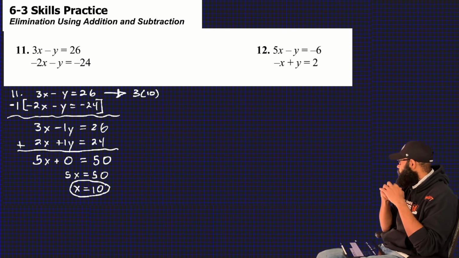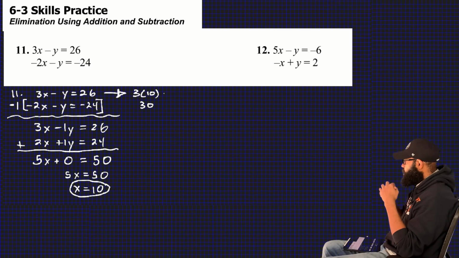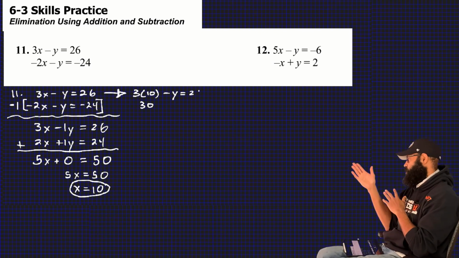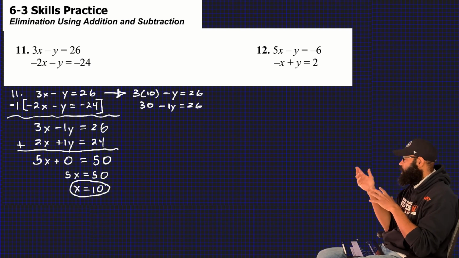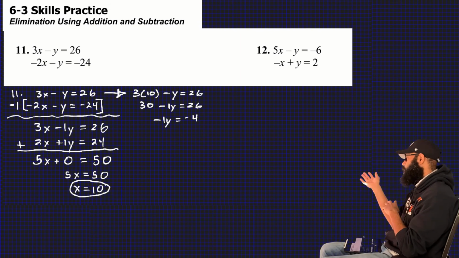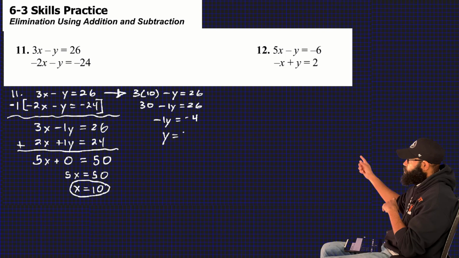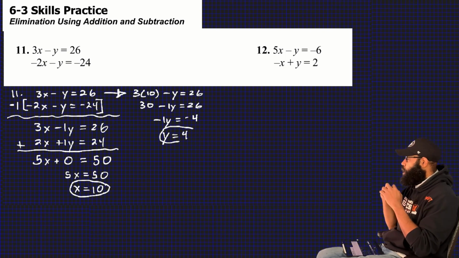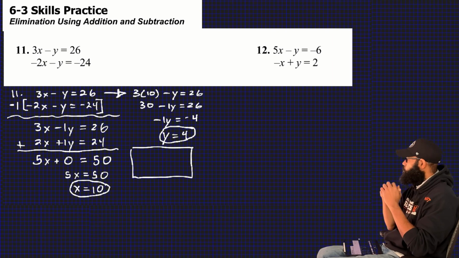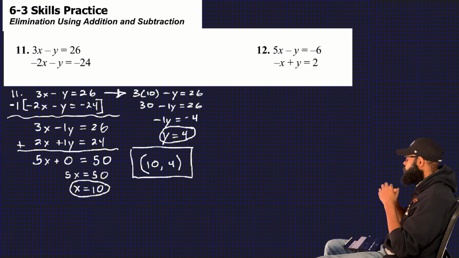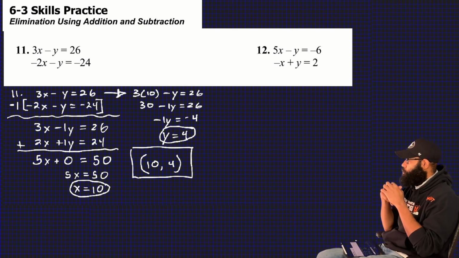And if x is 10, then I can tell you what y is. 3 times 10, or 3 times x, right? Minus y is equal to 26. So 30 minus y is equal to 26. When I subtract 30 from both sides, it eliminates the 30 on the left, and on the right now, 26 minus 30, negative 4. Y is equal to positive 4. Just had to divide both sides by negative 1. Final solution for number 11, x is equal to 10, y is equal to 4.